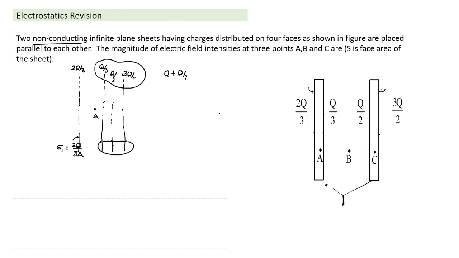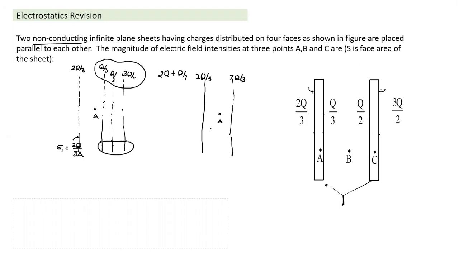So for the purpose of calculation of field at A, it is equivalent to a charge of 2Q by 3 on one side. On the other side we have a charge of 2Q plus Q by 3, thus the charge on the other side becomes equal to 7Q by 3.